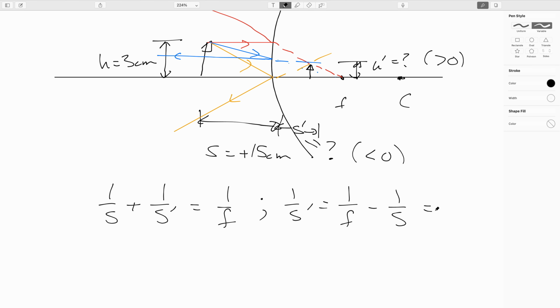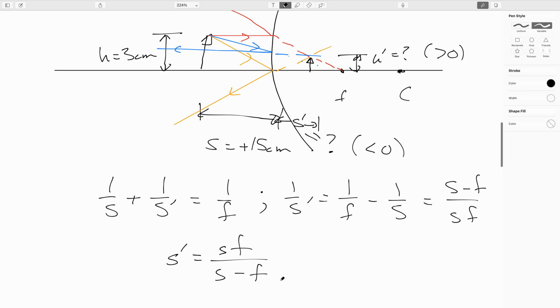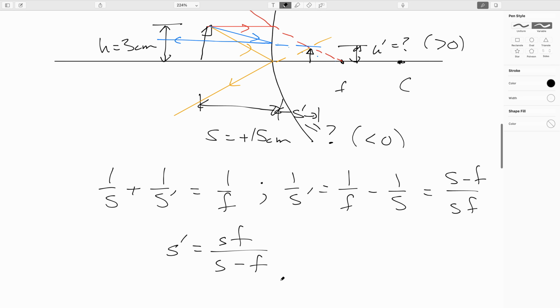When in doubt, put things on a common denominator. And then a little cross multiplication action here will give us that s prime is equal to sf over s minus f. Now, super duper important is when you substitute in the numbers, you gotta carry the plus and minus signs. Otherwise, you will get the wrong answer.